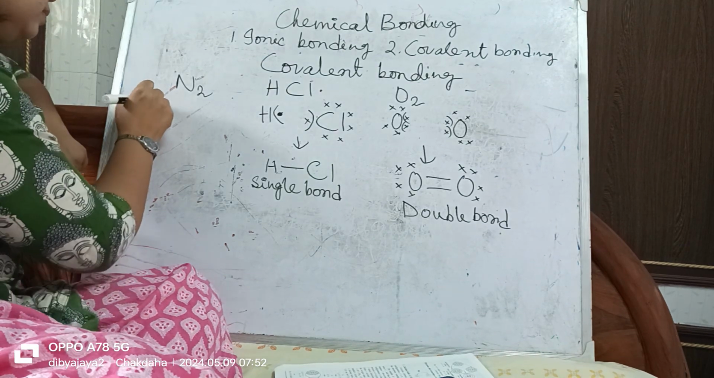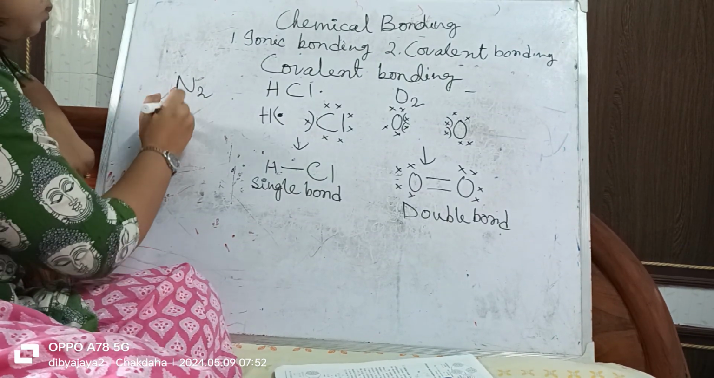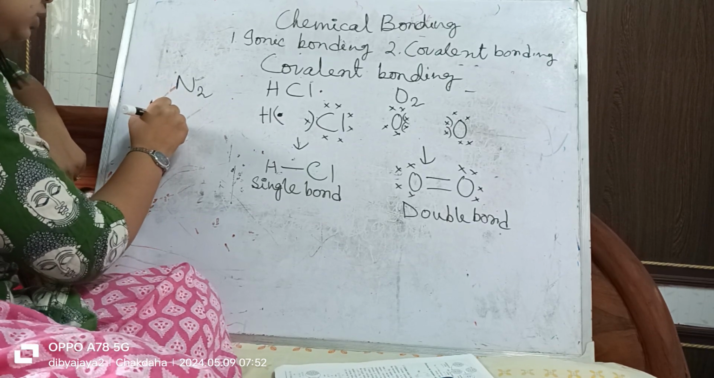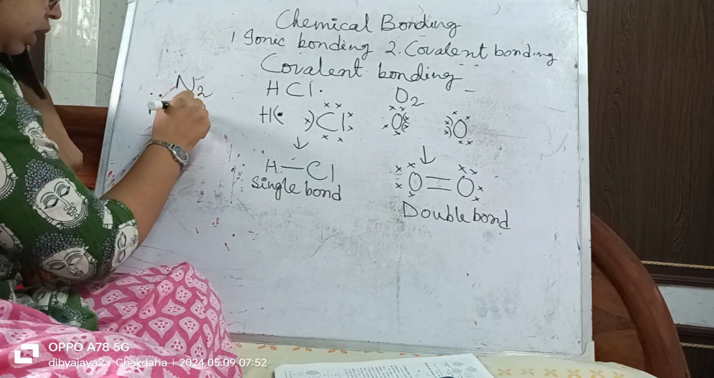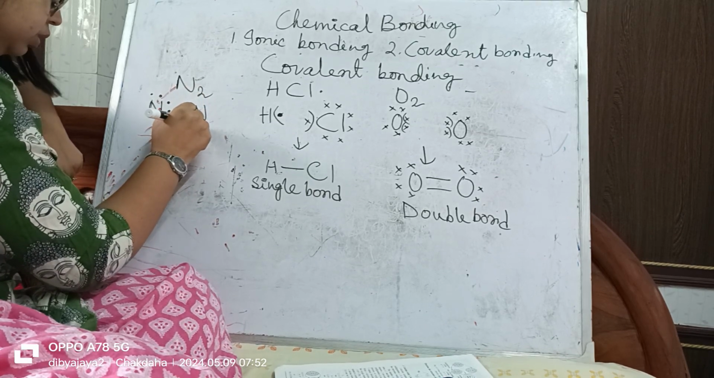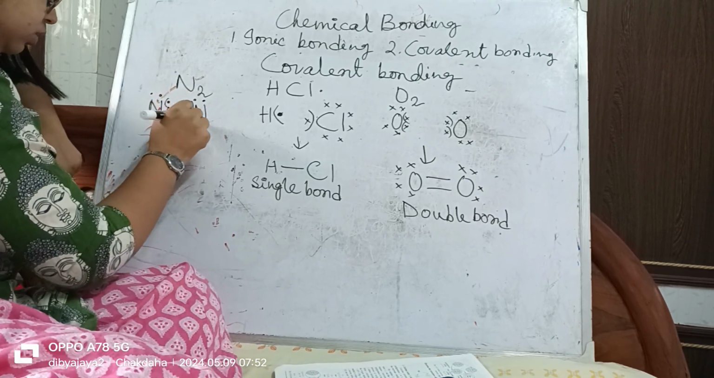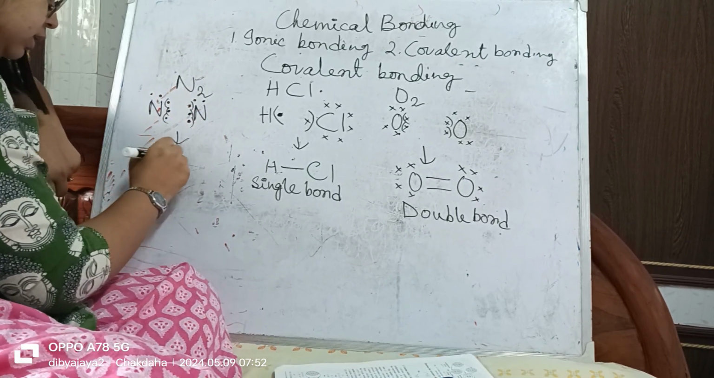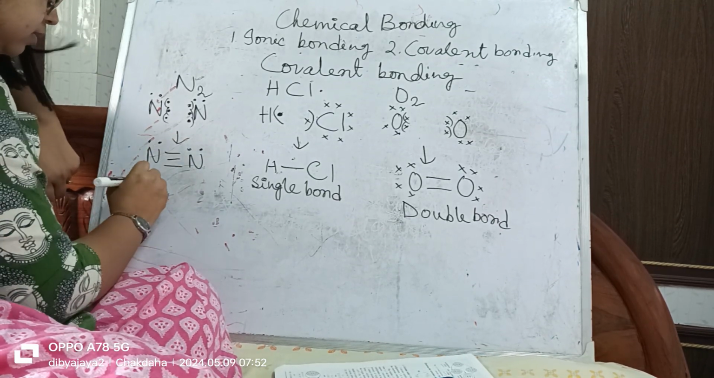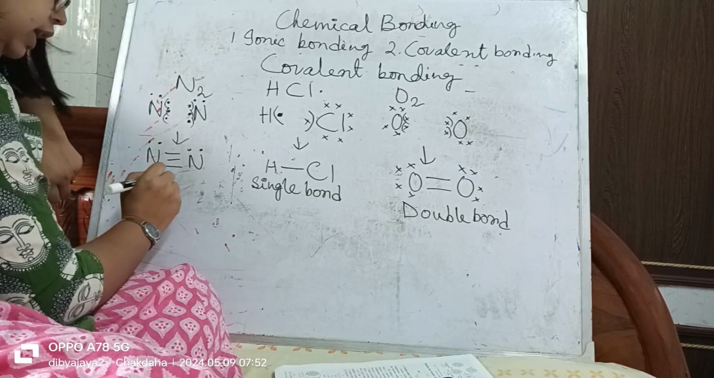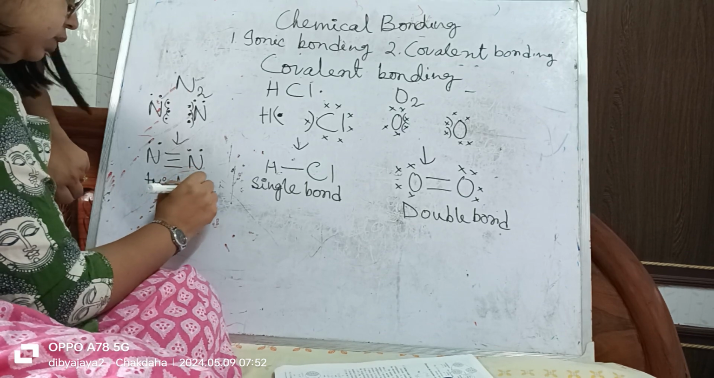Nitrogen has 5 valence electrons. N 1, 2, 3. And nitrogen 1, 2, 3. Then N triple bond N, nitrogen N2 triple bond. Example of triple bond.